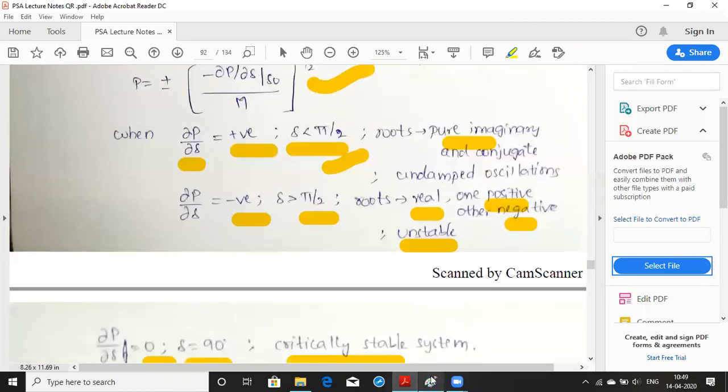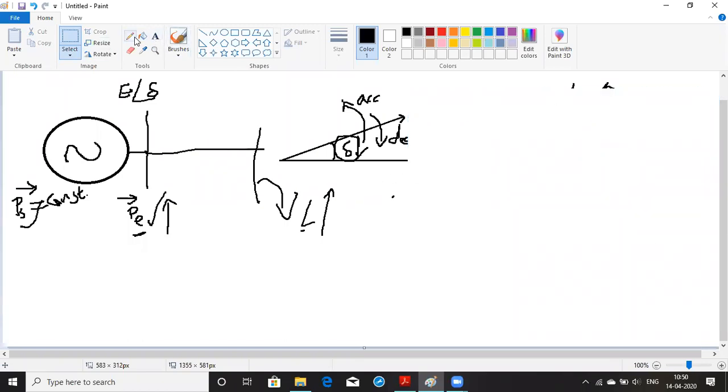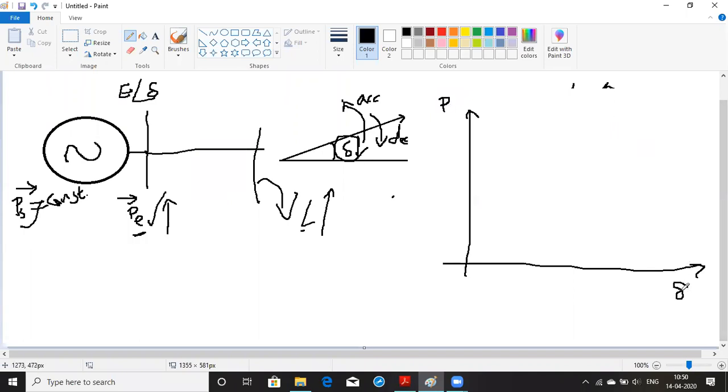As we already know, if I want to draw the characteristics, I can draw them like this. I will show you. This is the power transfer equation. P is directly proportional to sine delta, because P is equal to EV by X sine delta. If you assume EV by X is constant, P is directly proportional to sine delta. For that reason, I have drawn this sinusoidal curve.